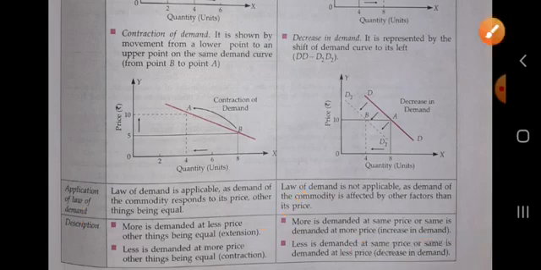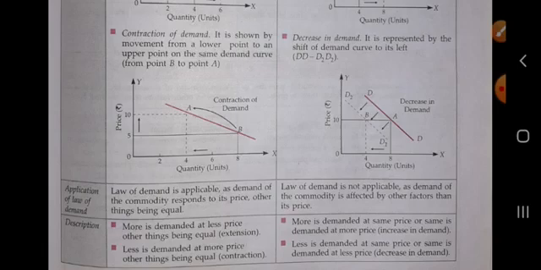And the last one is less is demanded at the same price, and the same is demanded at the less price. Whenever the consumer demands less of the commodity when the price is the same, that is 10 or 10, or 20 or 20, or when the price is less, the consumer demands the same commodity, it is the case of the decrease in demand. So it's all about the difference between the change in quantity demanded and the change in demand.